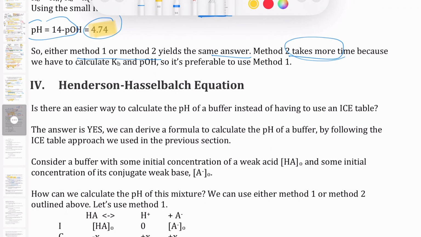Now we're going to derive a formula to calculate the pH of the buffer, and that's called the Henderson-Hasselbalch equation. It's not that this formula is a new method. It's really just derived from the ice table approach. But sometimes when it's given in the form of a formula, people like using it because it's easy. You can just plug numbers straight into the given formula.